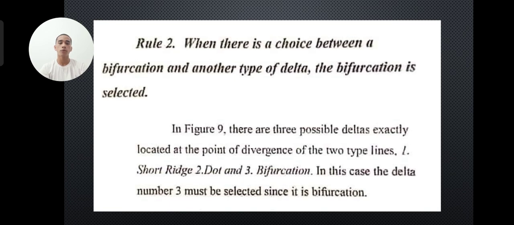sa katuang bifurcation. So unsa din ang bifurcation? So kaning bifurcation, it is a splitting of one ridge into two or more branches. So naa siya duha ka branches ang bifurcation. So next is rule number 3.